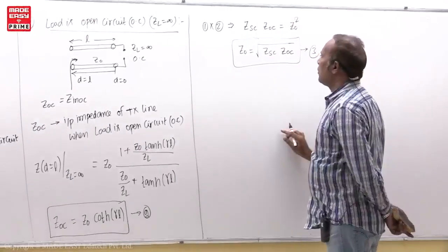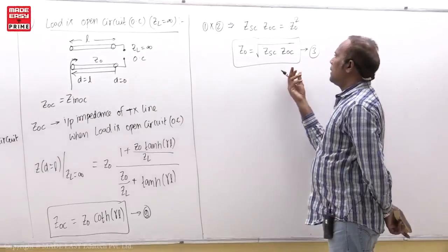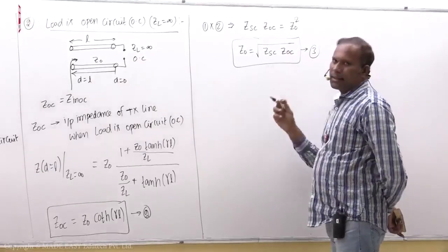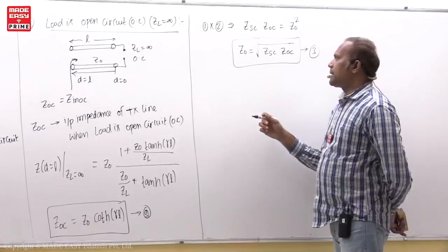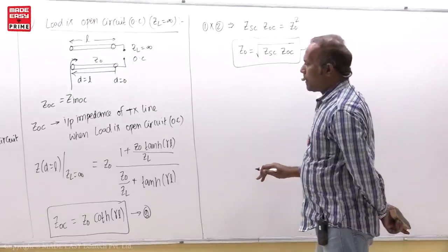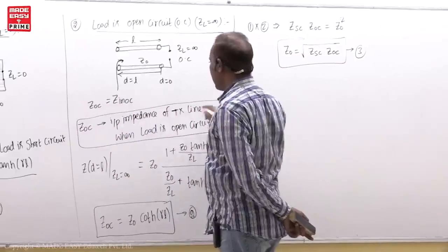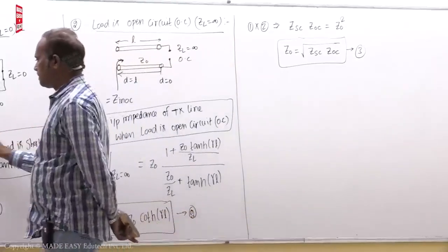In examination, they give ZOC is 100, then ZSC is 50. Then what is the characteristic impedance? Multiply them and take the root. So you put them in the box so that you know the meaning of them. This one also.